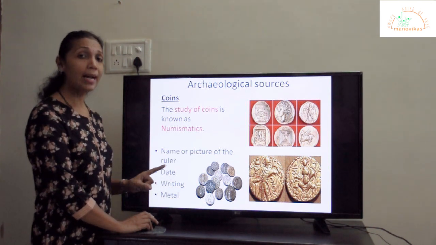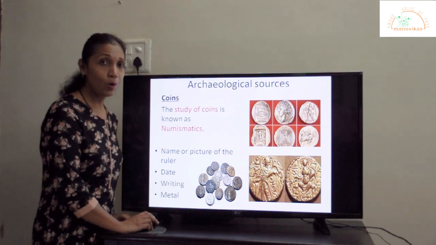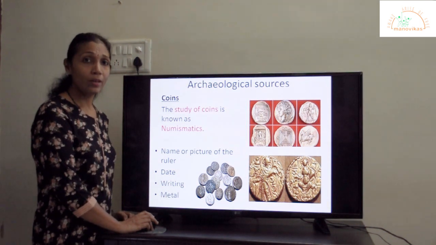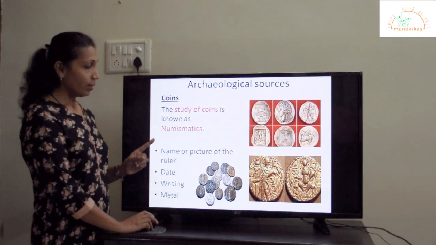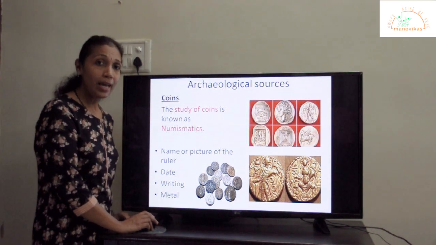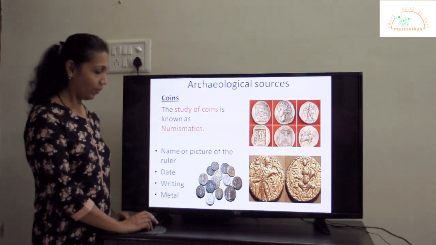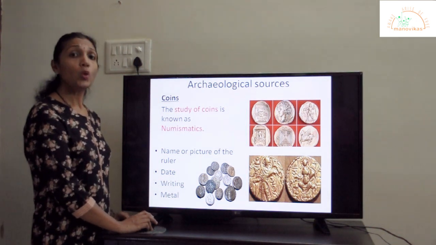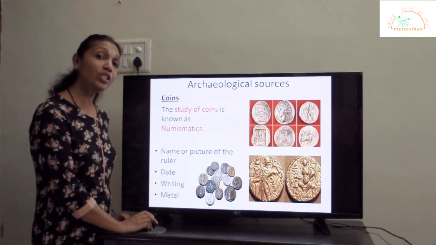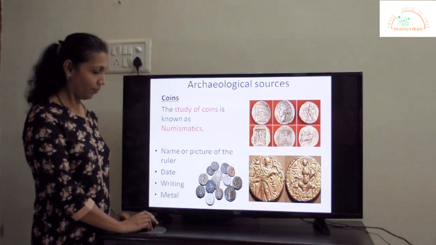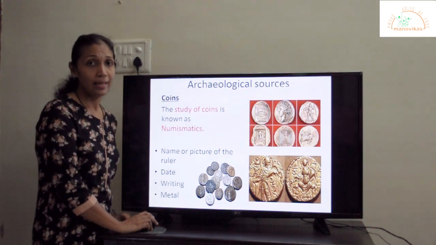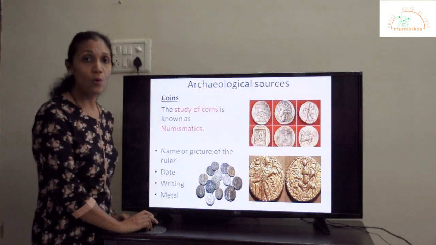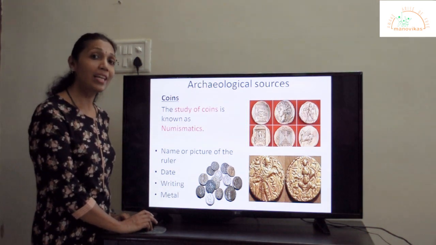So these are the coins that belong to the past. When you look at the coin, we come to know about the name. The name tells us about the king who made it. The image tells us how the king looked. The date tells us about the time. Through writing, we come to know about the languages that were spoken during that period. Metal tells us about the status of a particular kingdom. That is, if the coins were made of gold, it showed that the kingdom was very wealthy.